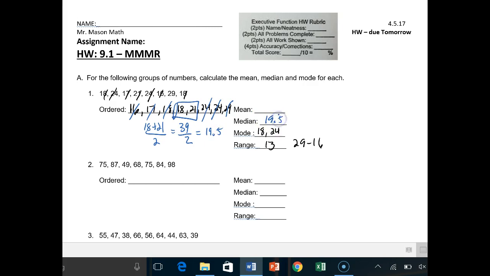And then the mean is just adding them all up and dividing by how many there are. So we're going to add 16 plus 17 plus 18 twice, plus 21 plus 24 twice, plus 29. You get 167. And we're going to divide by how many we had. So 1, 2, 3, 4, 5, 6, 7, 8. So 167 divided by 8 gives us a mean of 20.875. So we can say 20.9. All right.